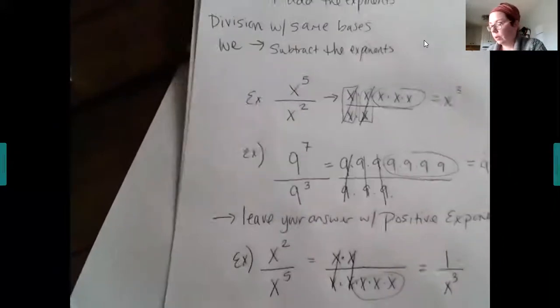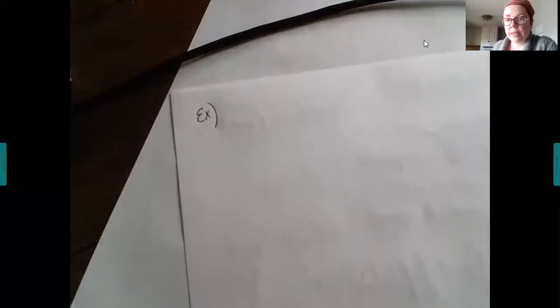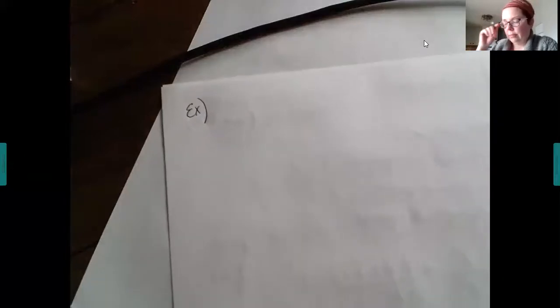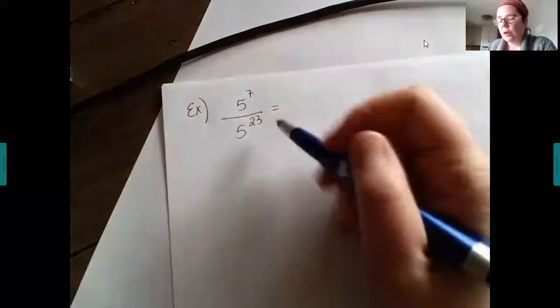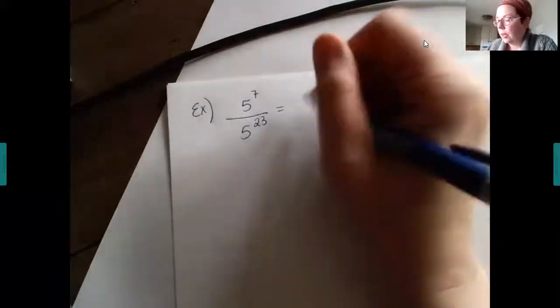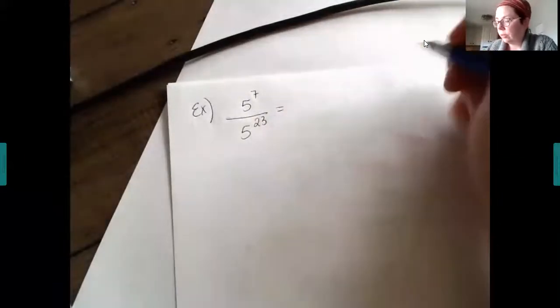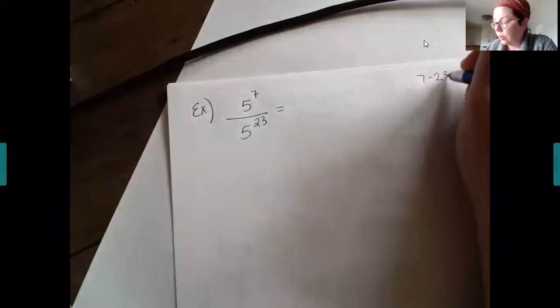All right, let's do another one. I think the homework had some with numbers as their base, and they had really big exponents. So it was something like this. Okay, I don't want to write this out 23 times. So the shortcut is if we do 7 minus 23.